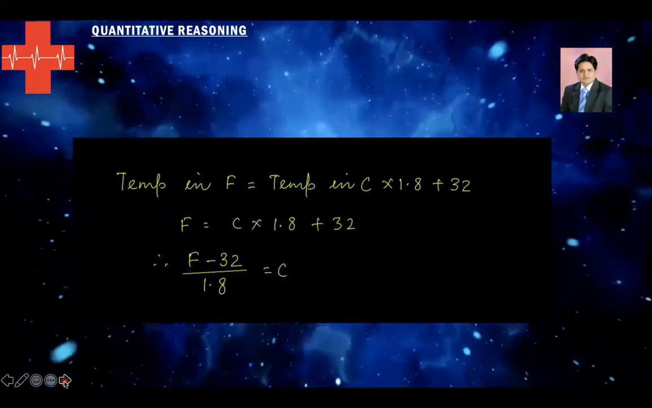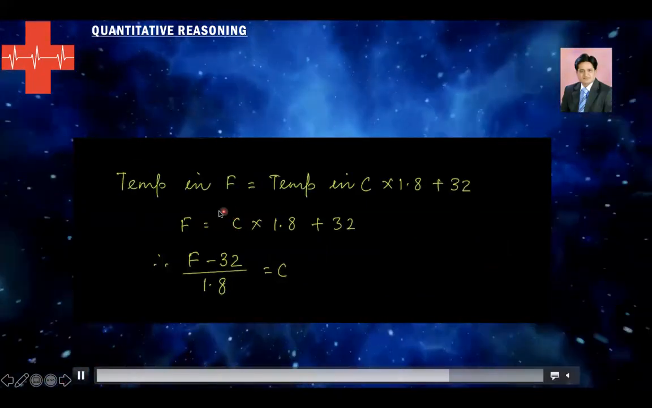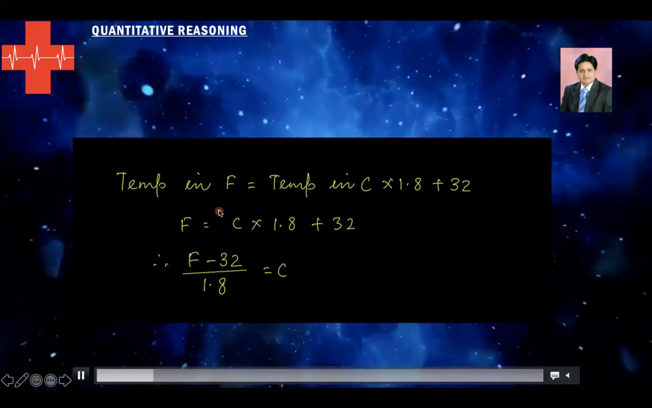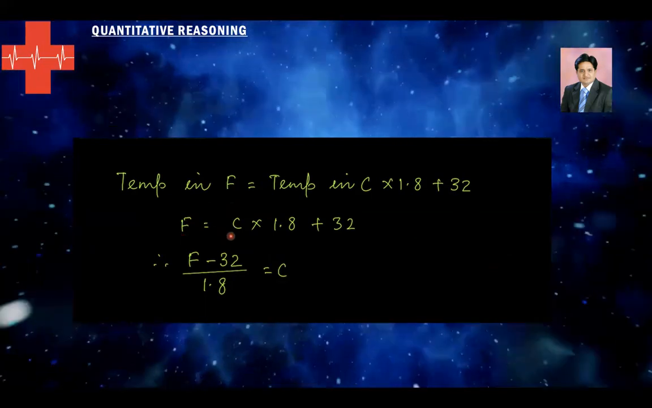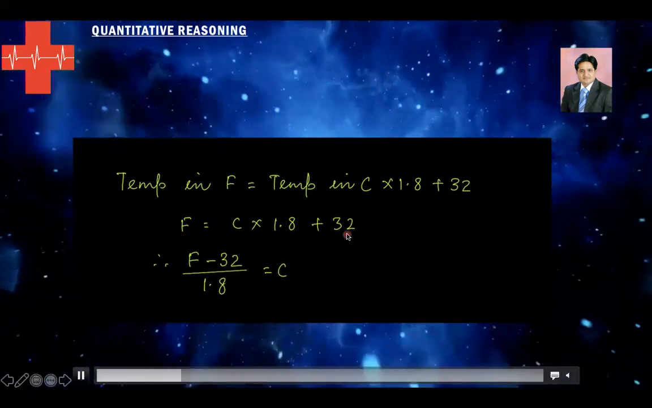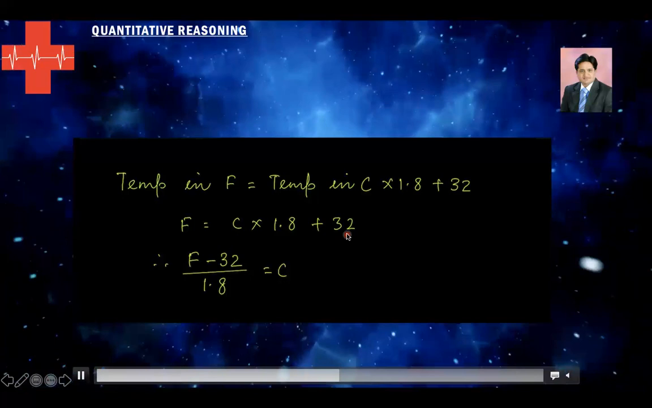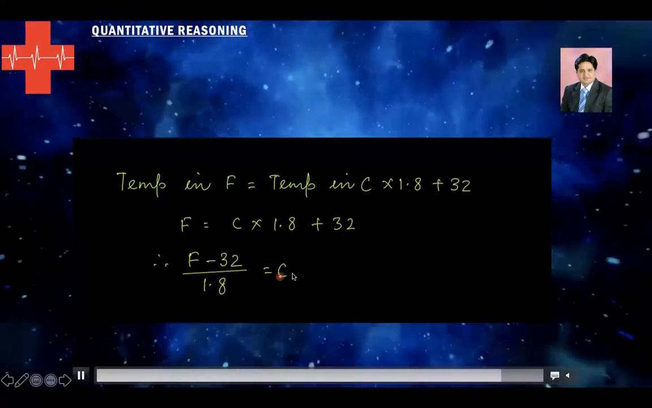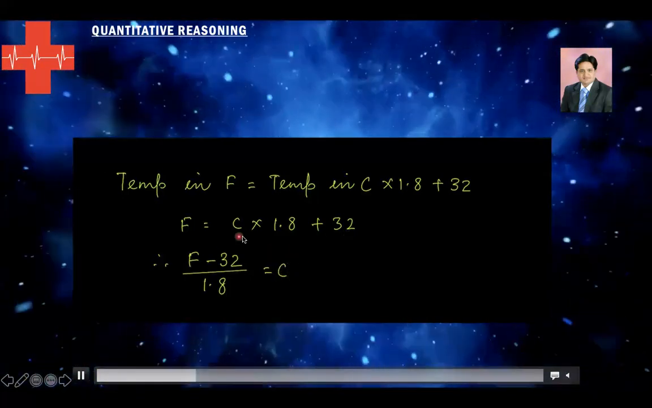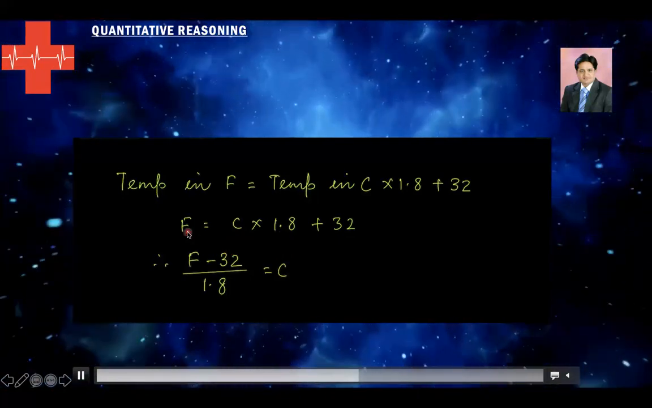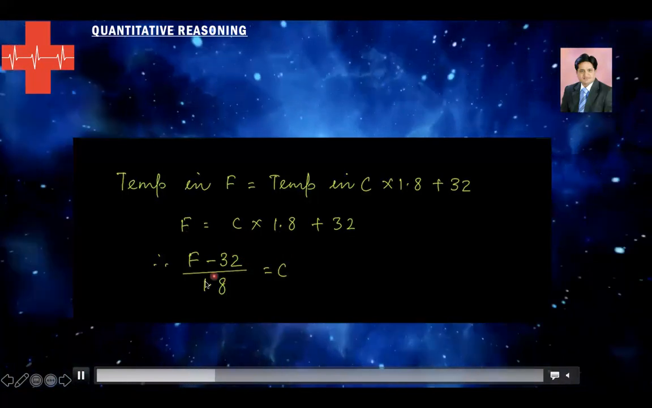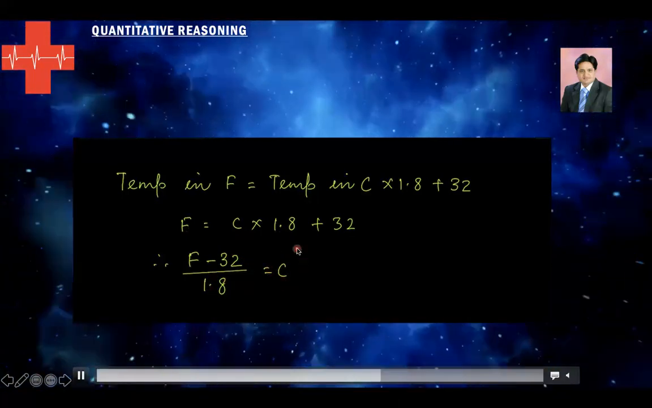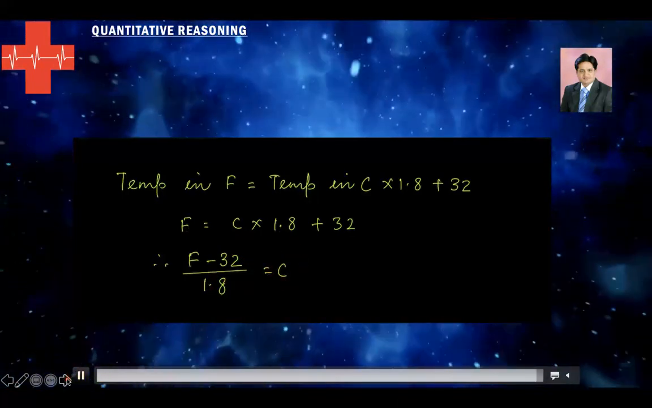There will be some questions where they might ask you to rearrange the formula and solve for F or solve for C. So here you are given F is C times 1.8 plus 32. You might be asked to rearrange and solve for C. So in case you are asked to solve for C, just do the rearrangement and using simple laws of math, you can get (F minus 32) divided by 1.8. That would give you the value for C.